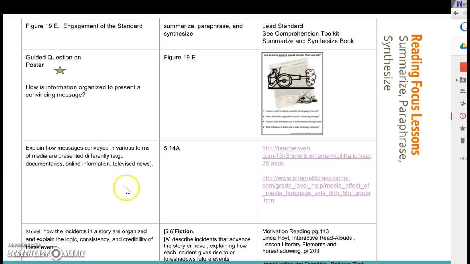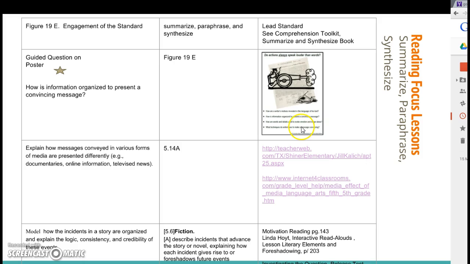Over here in this column is Figure 19, engagement of the standard. You may want to put that lead standard out and really talk about what does summarize, paraphrase, and synthesize mean. What do those verbs mean to us when we're looking at text? What is it that we need to do as good readers? One of the resources that I think is very good for you is what I showed you, the comprehension toolkit, and the small book inside, the summarizing and synthesizing book, has great ideas and gives you some great foundations.